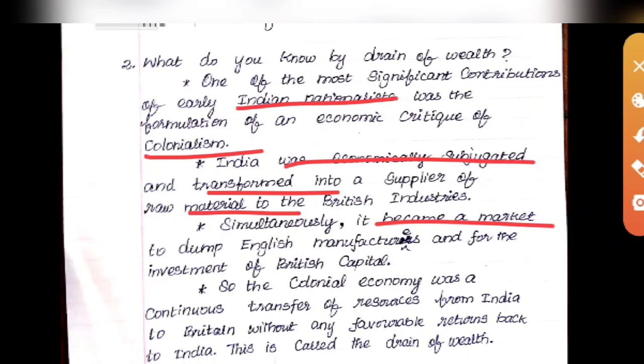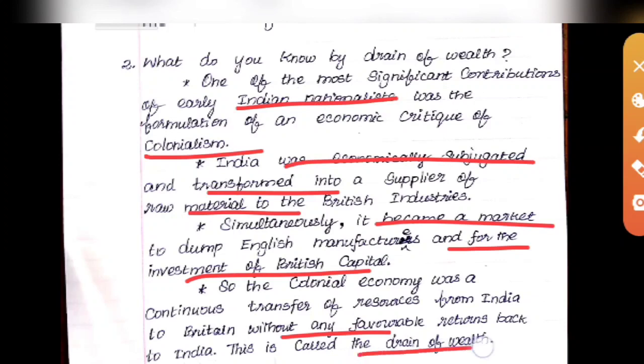At the same time, India became a marketplace. Raw materials were collected from us, and with the help of the same raw materials they manufactured everything, and then sold the same products in the same country from where they got the raw materials. So India became a marketplace, and they were dumping their products here. The colonial economy was a continuous transfer of resources from here to Britain, without any favorable return. We did not receive any amount because we were under British control.